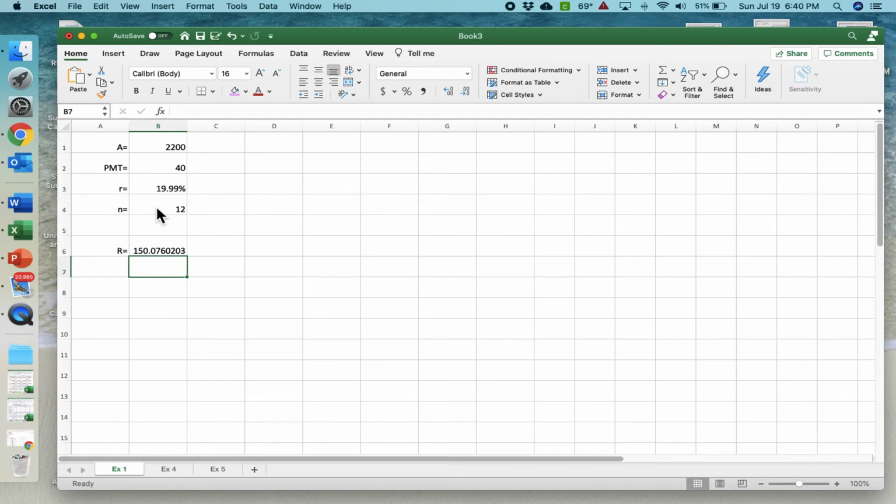150 monthly payments. Now this problem in part C asked us to find out how many payments if the payment was $80. So all we'd have to do is go up here and change this 40 to an 80, and there we got our new number.